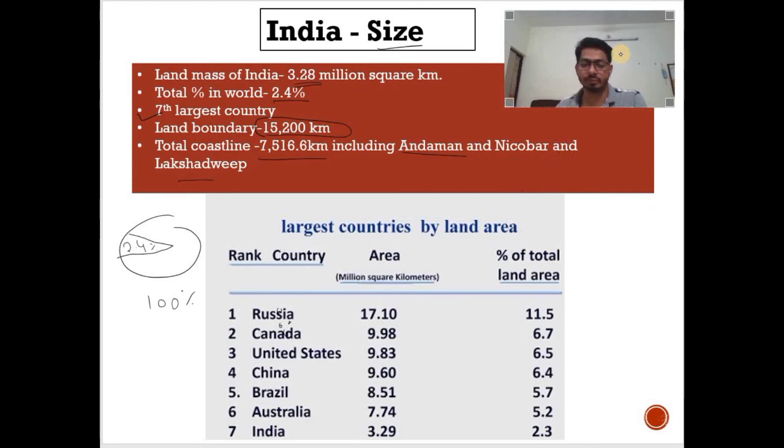Okay, let's go to the next one. Here it is given: seventh largest country. Before that come Russia, Canada, United States, China, Brazil, Australia, and India. So how will you remember this? In population, we know India is the second largest country, but how will you remember this area-wise?